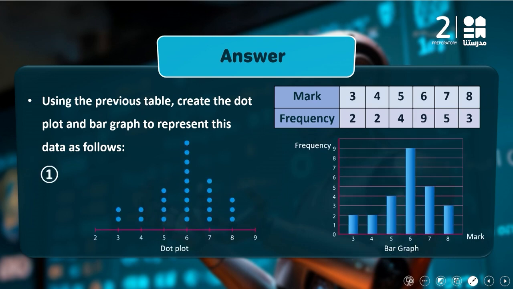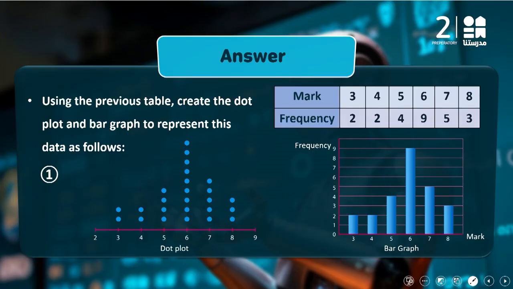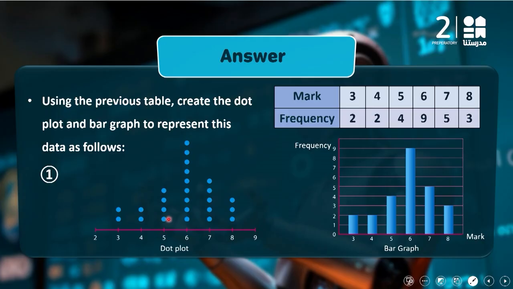First, in a dot plot, we have a number line. The data here is numbers. So I have this number line: 2, 3, 4, 5, 6, 7, 8, and 9. Start with 3, repeated 2 times, so I will put 2 dots. So in number 3, we have 2 dots. 4 repeated 2 times, so I will put 2 dots. 5 repeated 4 times, 6 repeated 9 times, 7 repeated 5 times, so we have 5 dots. Number 8 repeated 3 times, so we have 3 dots. This is the dot plot graph.